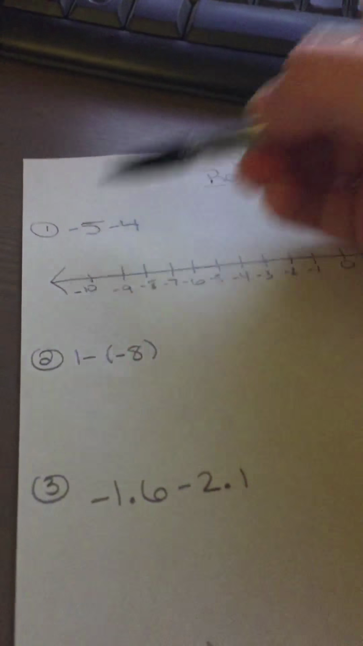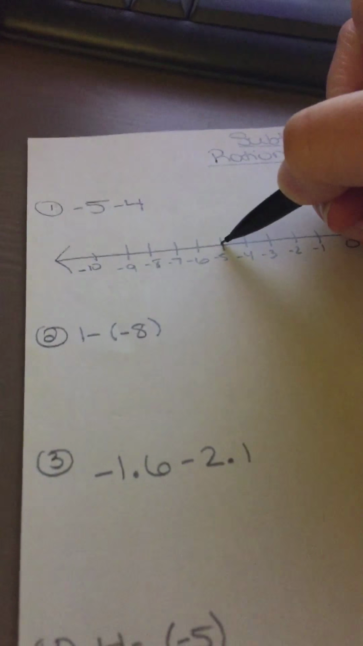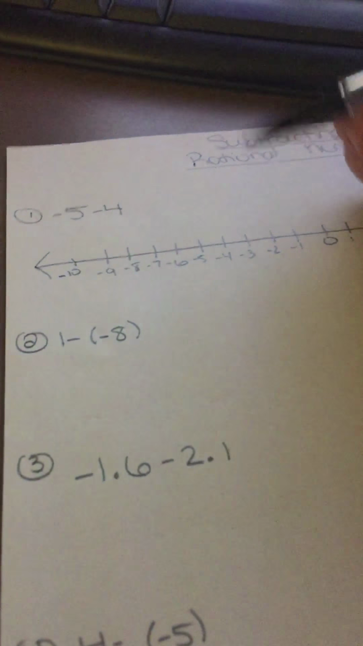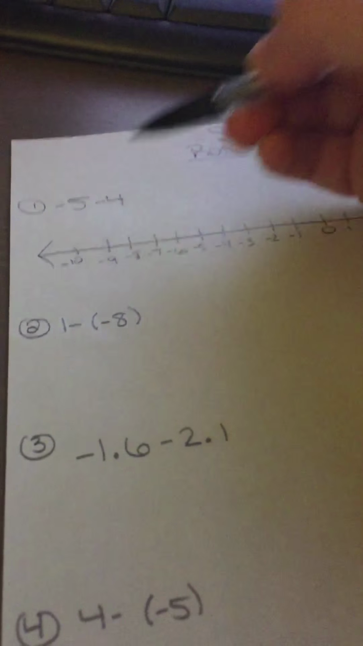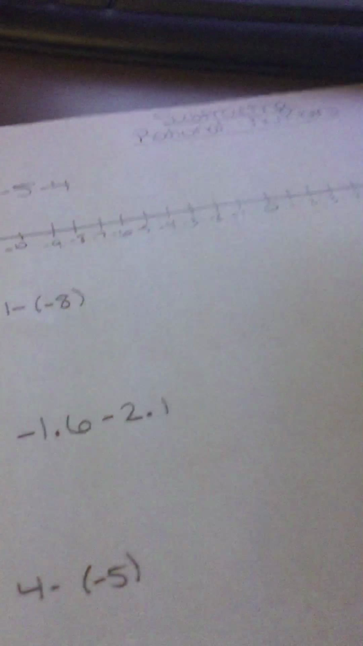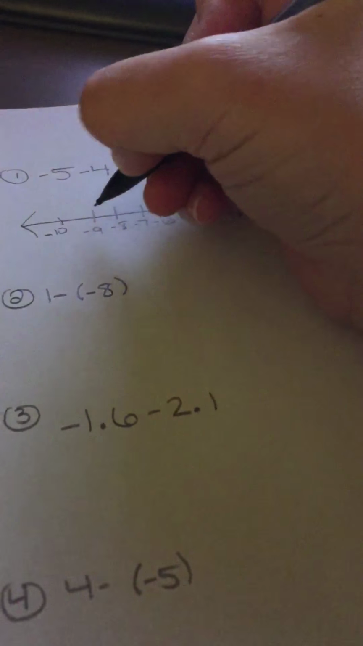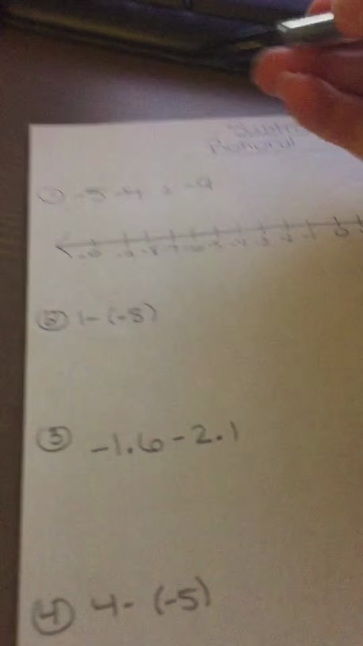Now the first number tells me where I should be starting on my number line. So starting at -5. The minus sign is telling me that I'm going to be decreasing my value, so I'm moving to the left. And the 4 tells me how many spaces to the left I need to move. So -5, I'm moving to the left 4 spaces. So my answer is -9. So -5 minus 4 is -9.